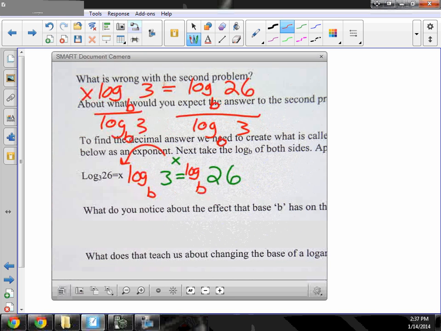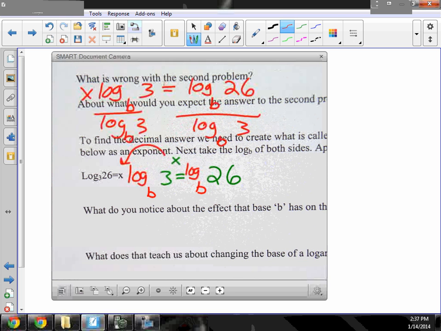Now, at what point did I use the number b? How much effect did b have on the problem? Nothing at all, right? So if it was a 6, is that any different from a 10?